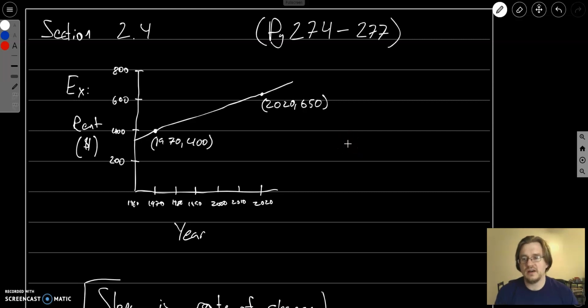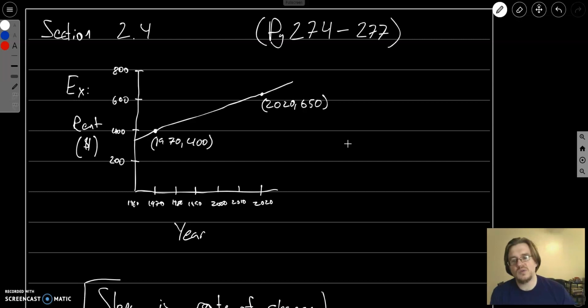Hello and welcome back. In this video, we'll continue looking at the slope and one of its more real-life applications as a rate of change. So here's just a made-up graph describing some rent at a particular location. This is purely fictional. So we imagine that rent has gone up over time. And in 1970, maybe the rent at some place was $400, and then it's gone up to $650 in 2020.